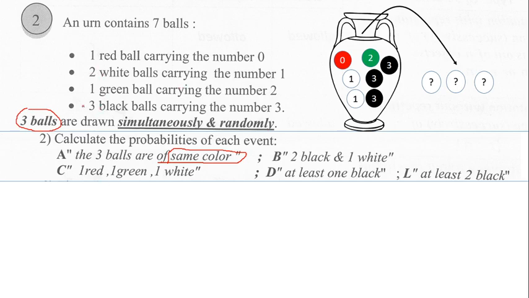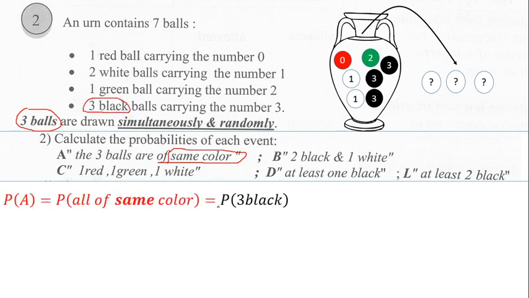So the only case that could work is black. So we'll choose 3 out of 3, because we need 3 blacks and we have 3 blacks. This is 3, it is the desired, and this is 3 here because we have 3 black. This is the event A.